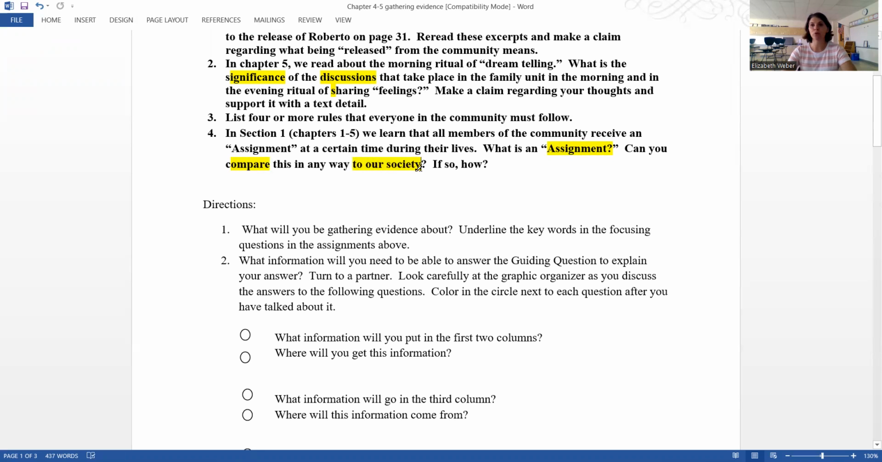Then you're going to explain and connect, compare it to our society. Probably verbally right now, you could easily say to me, oh yeah, it's like their job. Right? And explain that. You can tell me how it's similar and or different. Compare kind of goes both ways.